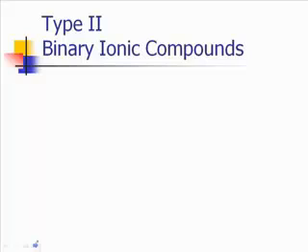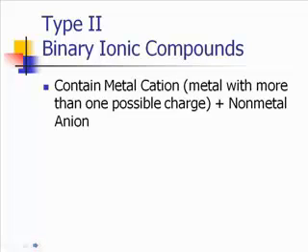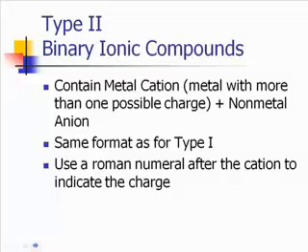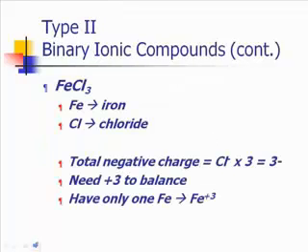Okay, type 2 compounds. These are going to be similar to type 1, except that now we have metals that can have more than one charge. What that means is that when we're naming them, we have to indicate what the charge is on the metal. We have to indicate which metal ion we are talking about. And we do that with a Roman numeral after the metal's name. So for example, if we had FeCl3, iron can be a +2 or a +3. So if I just named it iron chloride, you wouldn't know which one. You wouldn't be able to write the formula because you wouldn't know if it's iron 2 or iron 3.